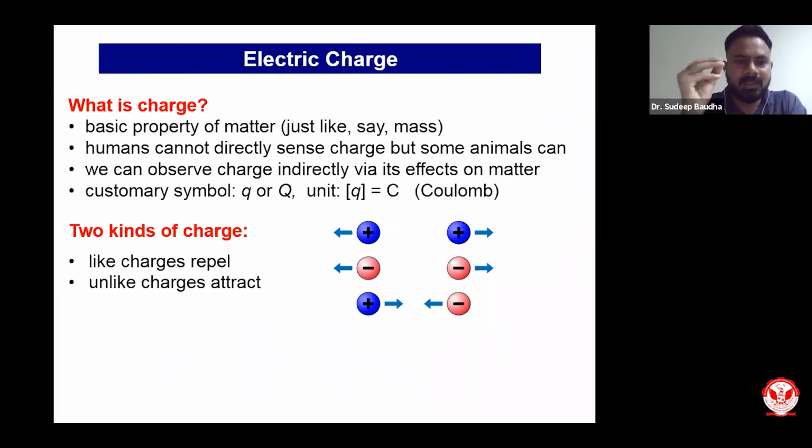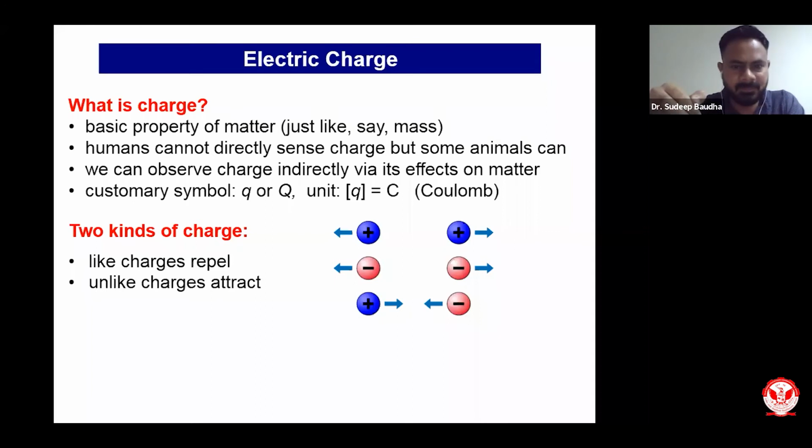Now we can observe charge indirectly via its effect on matter. That is what we can see. As I was saying about a scale, if I rub it on my hair and bring that scale near the fur, then I can see, yes, there is a charge, and that charge is exerting some amount of force, whether attractive or repulsive, and the fur gets affected. That particular force will be attractive in nature.